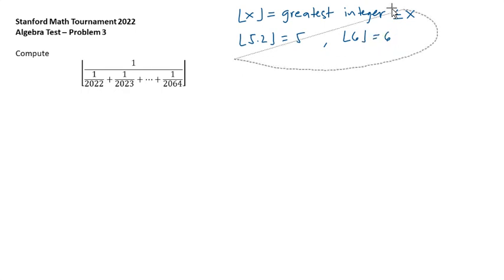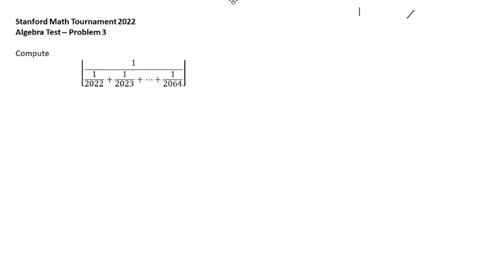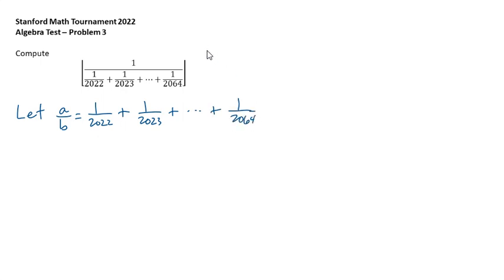Now, how do we solve the problem at hand? Let us call the denominator a over b. So we will let a over b be equal to 1 over 2022 plus 1 over 2023 all the way to 1 over 2064. So the problem reduces to the floor of 1 over a over b, or the floor of b over a.